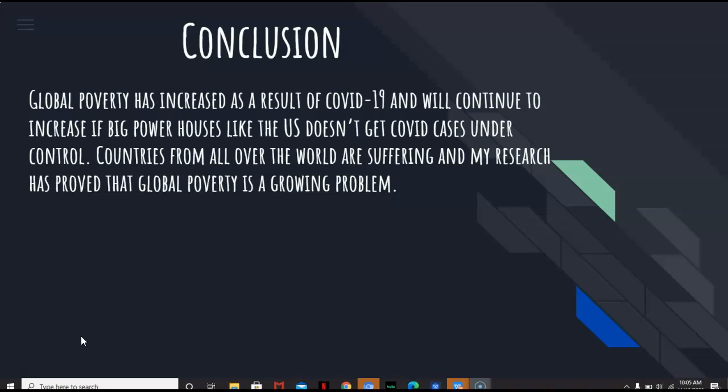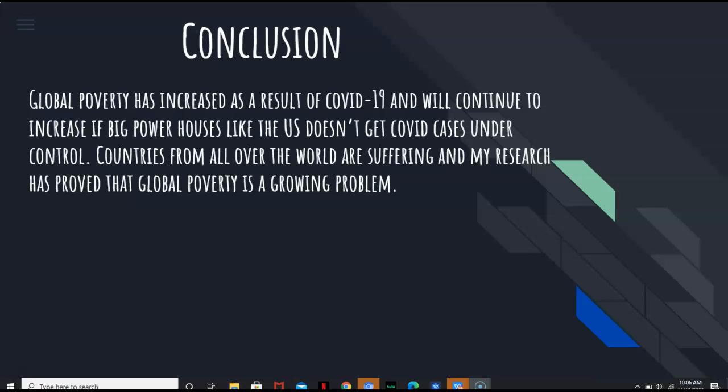And in conclusion, global poverty has increased as a result of COVID-19 and will continue to increase if big powerhouses like the United States don't get COVID cases under control. Countries from all over the world are suffering, and my research has proved that global poverty is a growing problem. Poverty is not an issue of individual states, but an issue of the entire world's well-being, and it cannot be solved individually but has to be solved together.